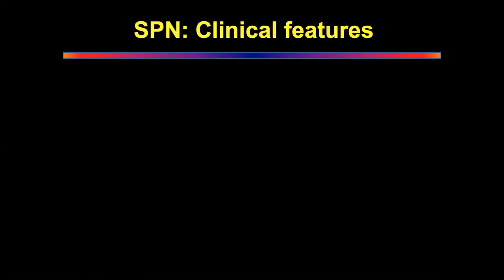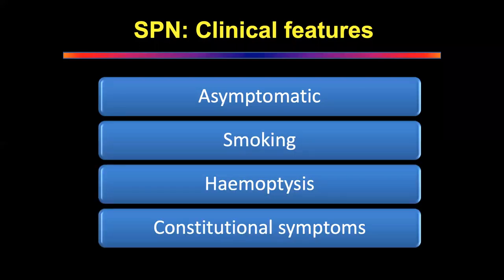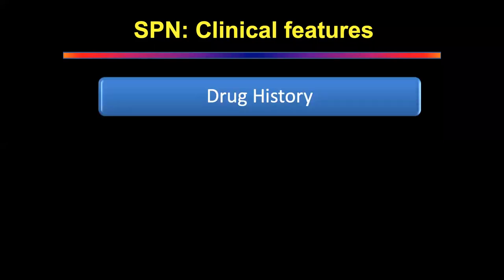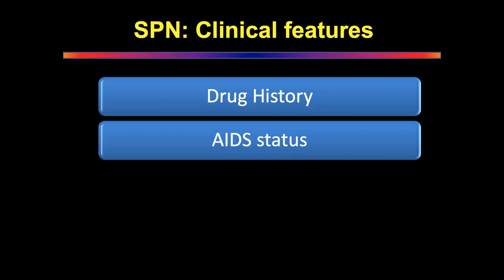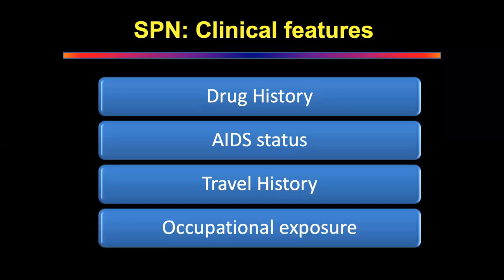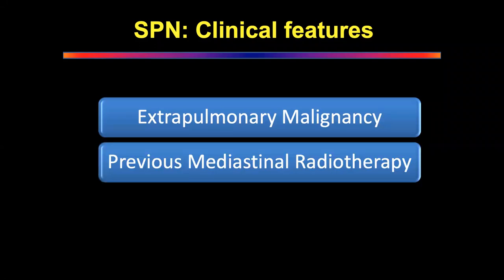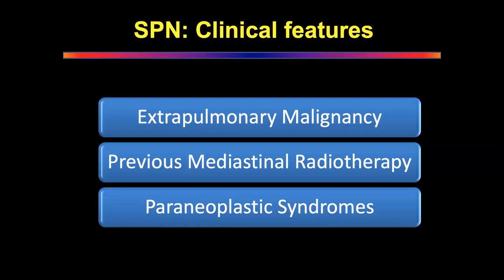Other things. Okay. All right, so tell me some clinical features in the history that you look for. Again, I'm coming back to that, again from the guidelines. So tell me a few things. Firstly, the patient could be asymptomatic. We spoke about smoking, we spoke about hemoptysis, we spoke about constitutional symptoms, okay? And then drug history is also important in these. AIDS is important because infective pathology is more common in AIDS. Travel history, I mentioned to you earlier, the guy came from Australia, and occupational exposure is important, okay? And we spoke about extrapulmonary malignancy. I think Vikas spoke about previous radiotherapy. And we also spoke about paraneoplastic syndrome, okay?